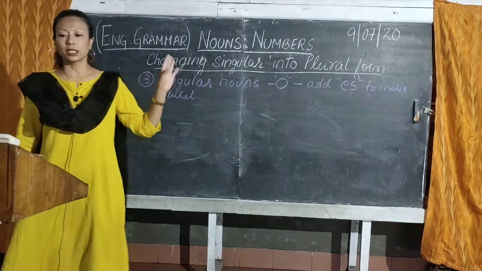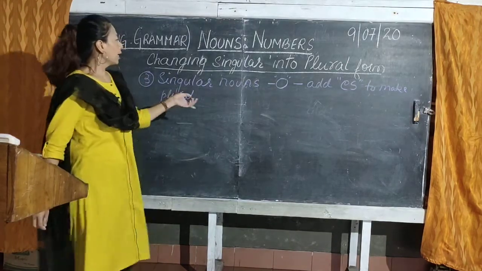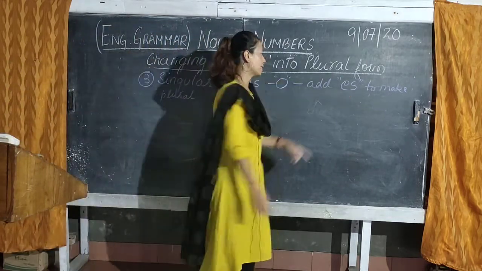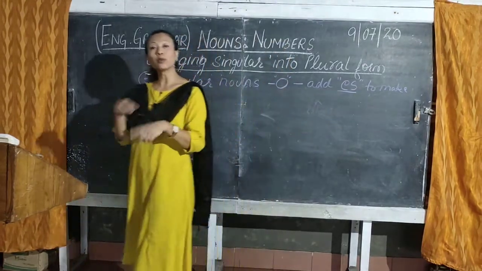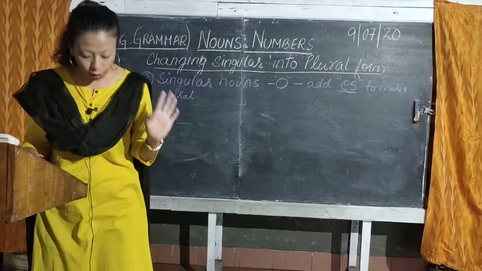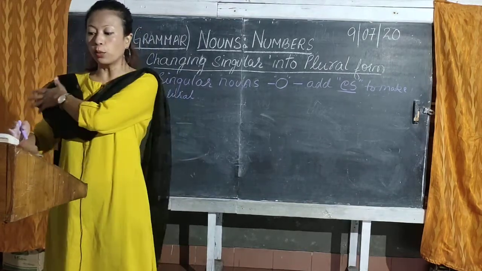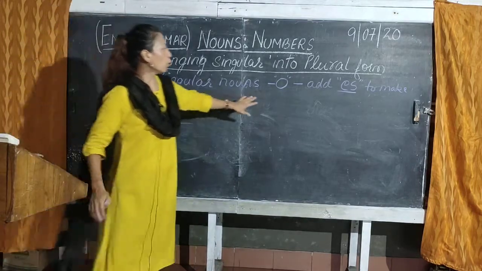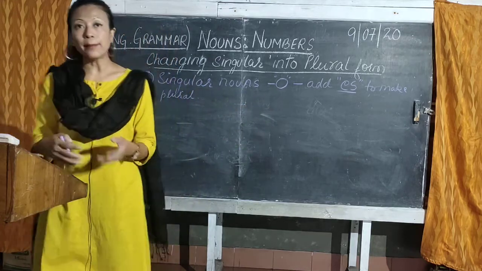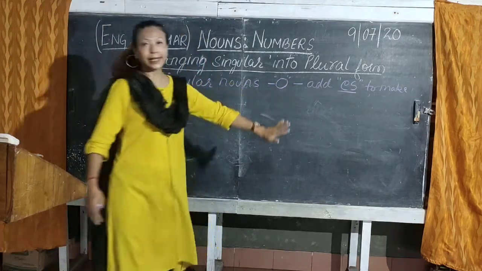So basically any singular noun words that end with O, you can add ES to make that word change into a plural form. However, you also need to keep in mind that not all words that end with O have to be added ES. So we'll come to that a little bit later. First, we'll discuss this one. So let's go by the example.